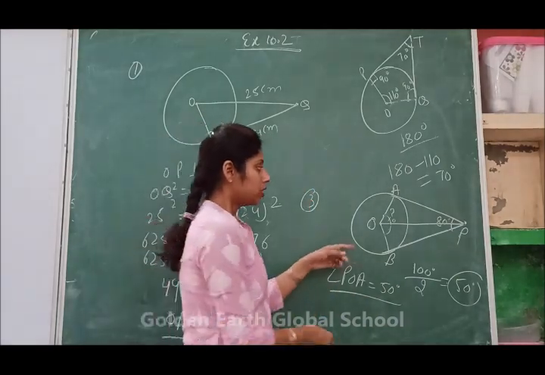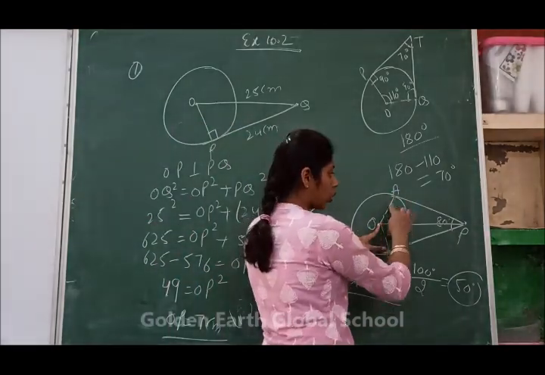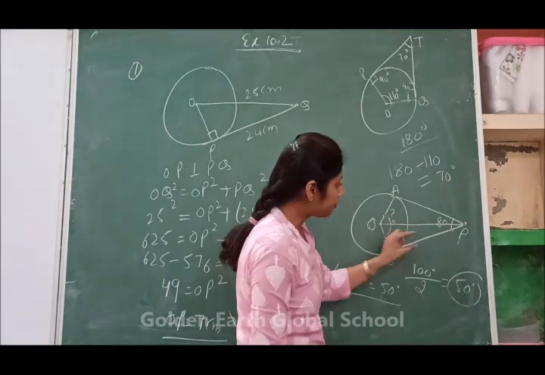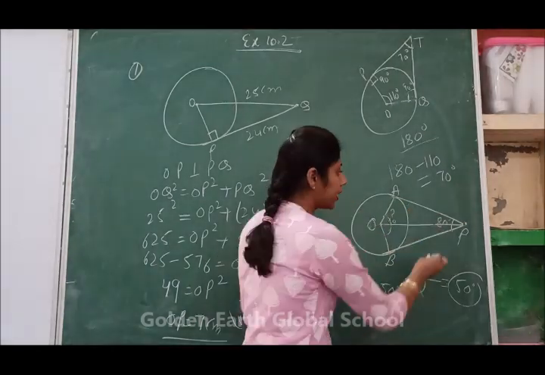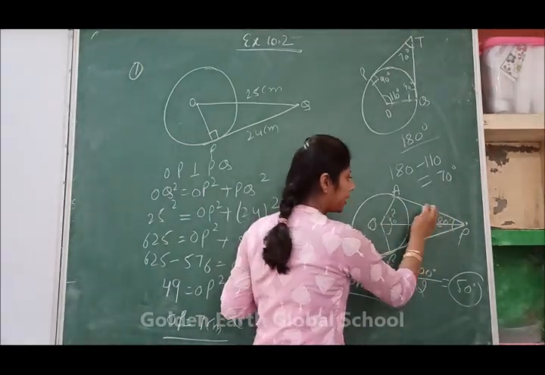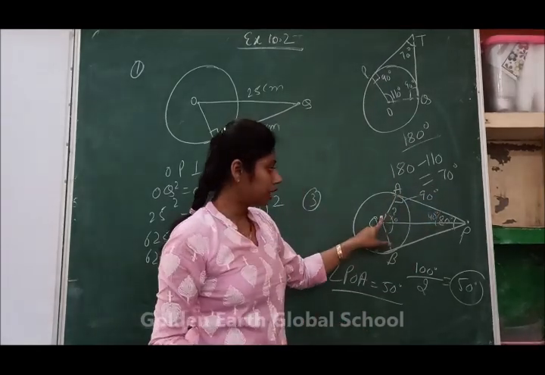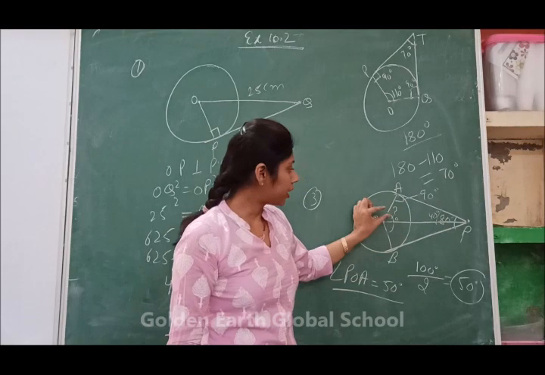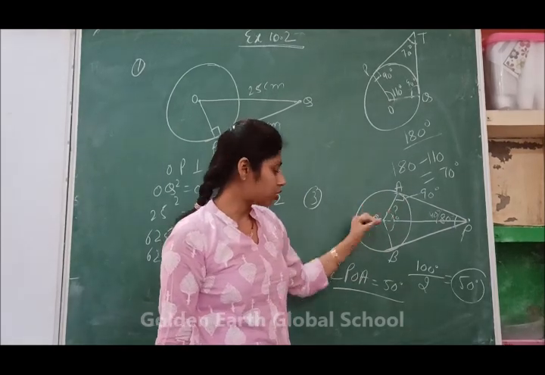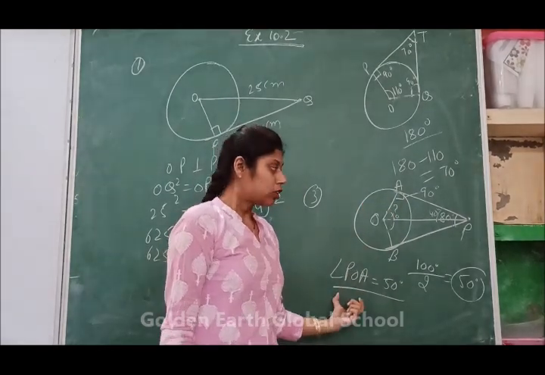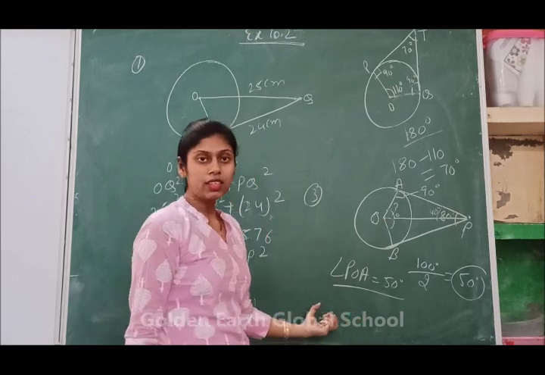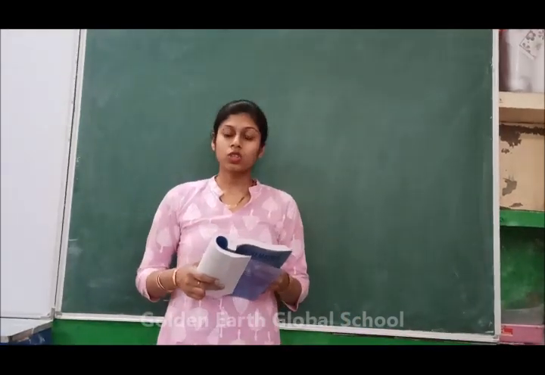Second method is you can consider this triangle OAP. Firstly divide it into two parts. This angle will be 40 degree. This angle we know is 90 degree. So by using angle sum property we can find this angle. So it's your choice which method is better. You can use any method. Clear?